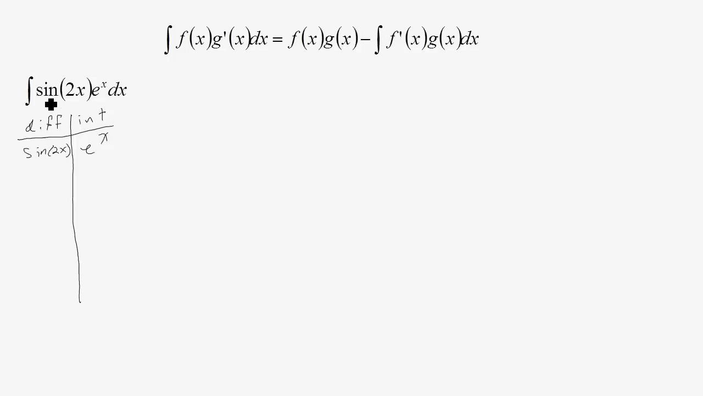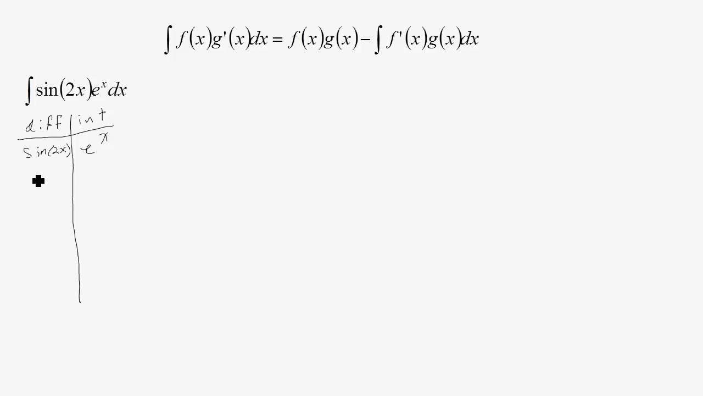it doesn't really matter either one, right? Sine, whether you differentiate or integrate, is going to give you some kind of cosine, plus or minus. And e to the x is easy to differentiate and integrate. It's always the same thing. So let's just put the sine over here. We could do it the other way as well if you like.